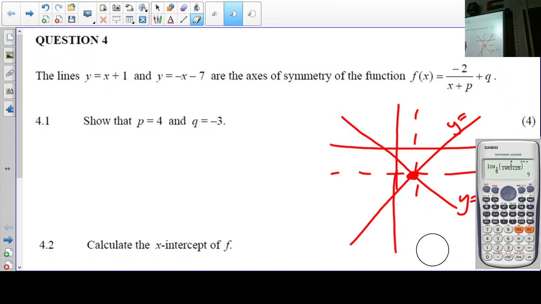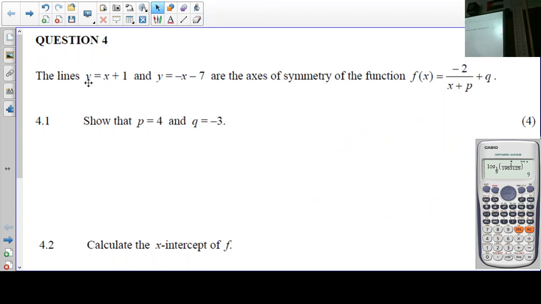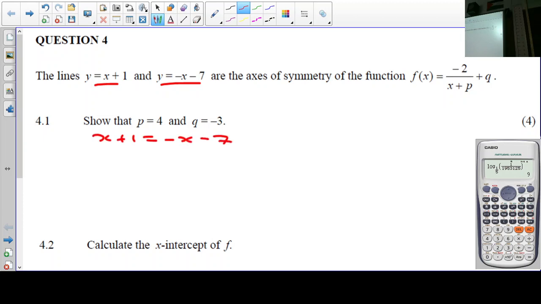So again, to work out P and Q, we're going to work out the point of intersection of these two lines. So we have x plus 1 equals negative x minus 7. So we've got 2x is equal to minus 7 minus 1, which is minus 8. X is then negative 4. That is the point of intersection for your x. For the corresponding y value, y is equal to negative 4 plus 1, which is negative 3.